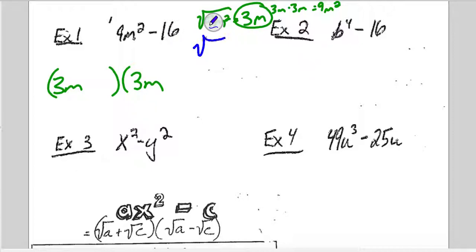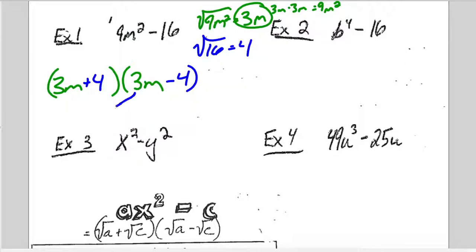It's a binomial, there's a subtraction sign there, and I'm figuring out that I can square root both terms. That minus sign is critical. So the square root of 16 is 4. So I'll go plus 4 and minus 4. Boom. If you were to FOIL this back together, you'd get 9m squared minus 16.